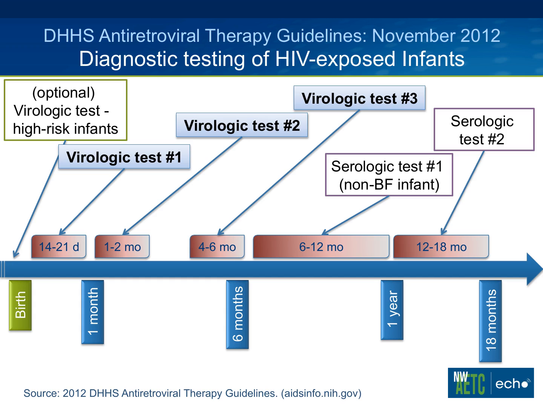You see that I've denoted virologic test number 1 on this timeline, and by the way, this timeline is going to be shown throughout the talk just to show the different ages from birth all the way through 18 months. And when I talk about antiretrovirals, the scale will look a little bit different. But the first recommended virologic test in the guidelines is actually between 14 and 21 days.